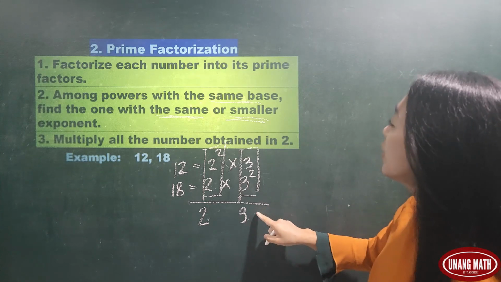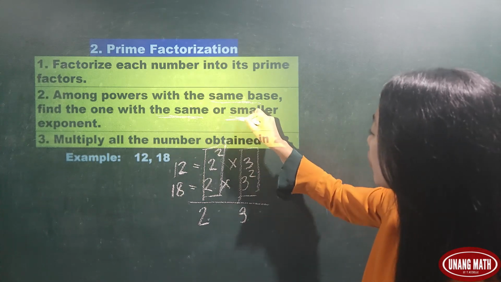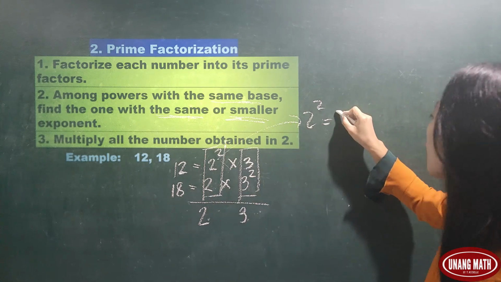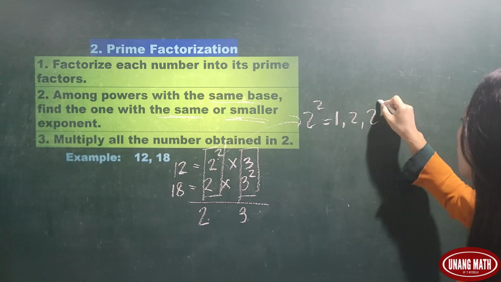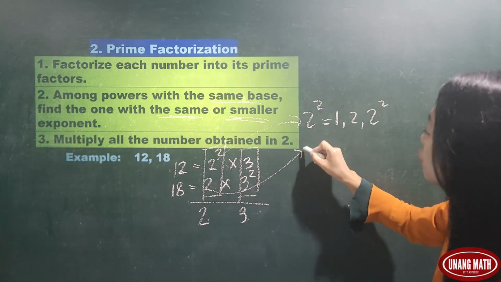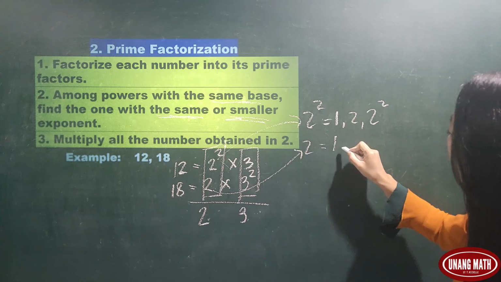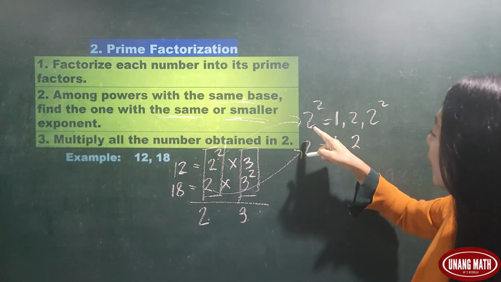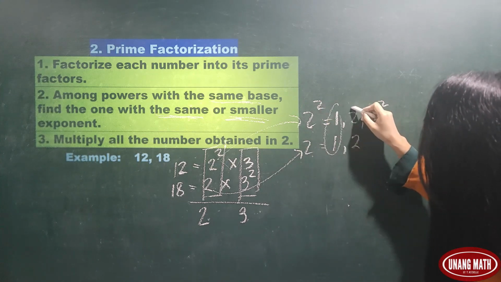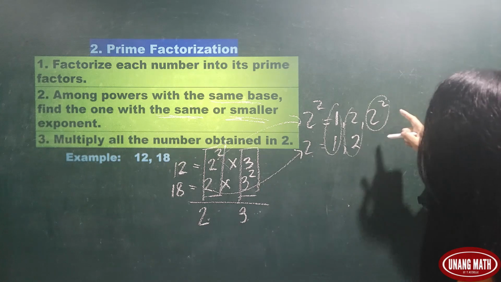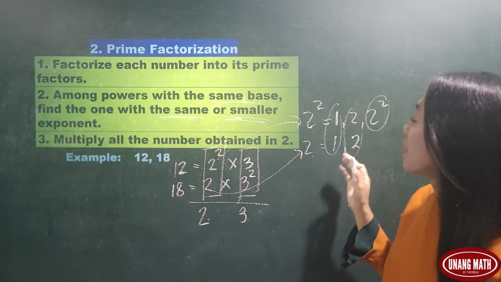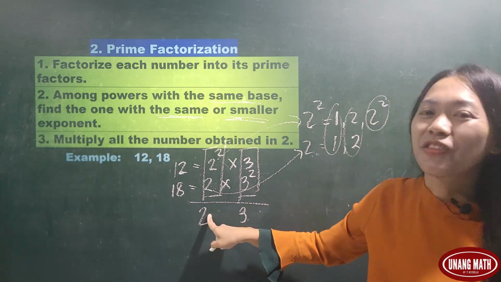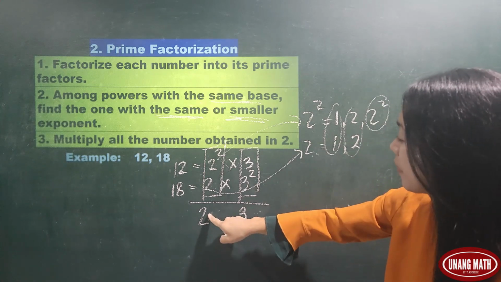Okay, why do we need to get the same or smaller exponent? 2 squared's factors are 1, 2, and 2 squared. How about 2? 2's factors are 1 and 2. What are the common factors of 2 squared and 2? We have 1 and 2. 2 squared, or 4, is not a common factor of 2 squared and 2. So we need to get the smaller number or the same number.